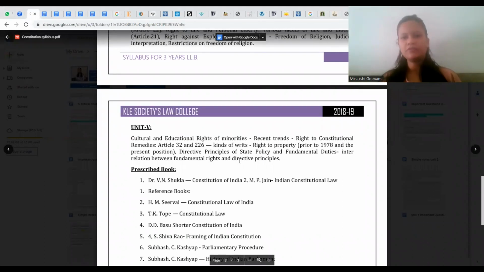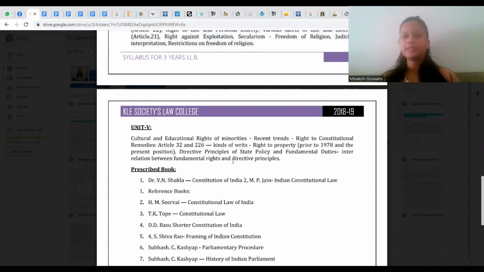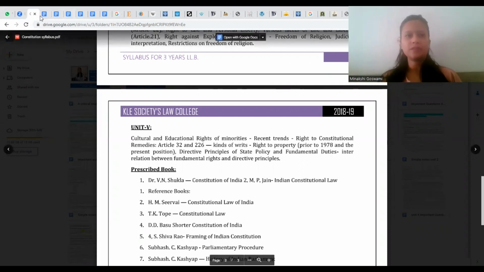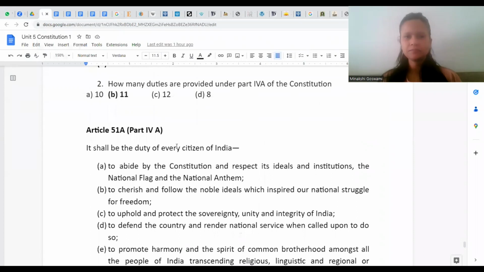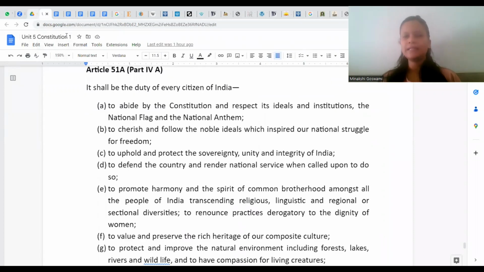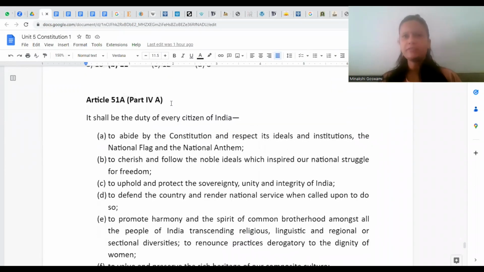Fundamental duties, we have the relationship between fundamental duties and DPSP, and also this right to property that's there. When we talk about fundamental duties, originally when the Constitution became applicable in 1950, we did not have any concept of fundamental duties. So fundamental duties were not there initially.